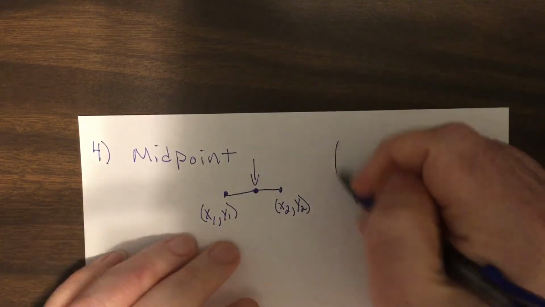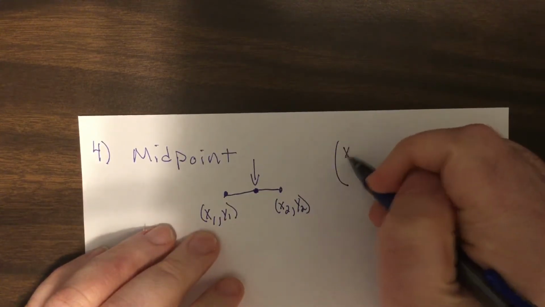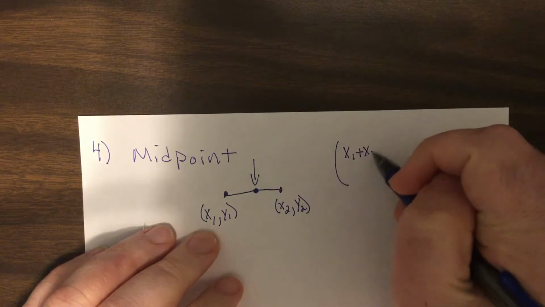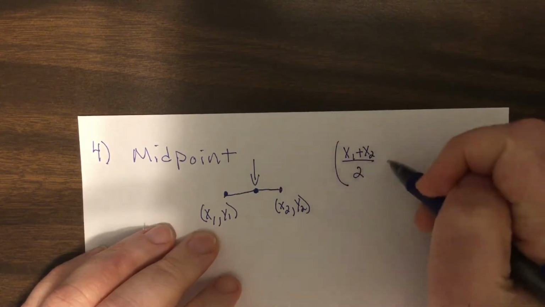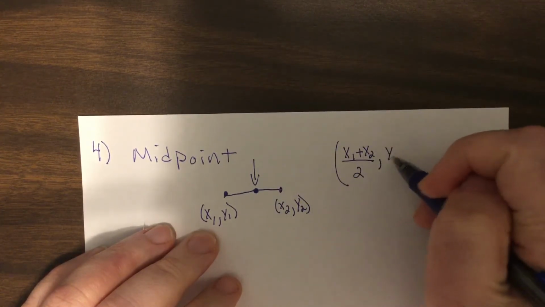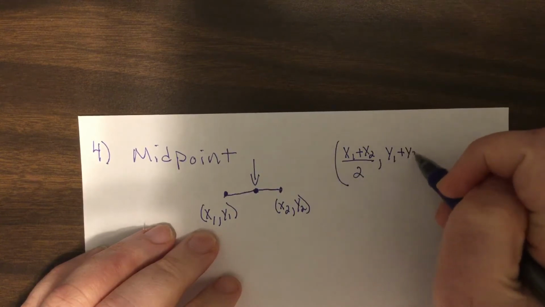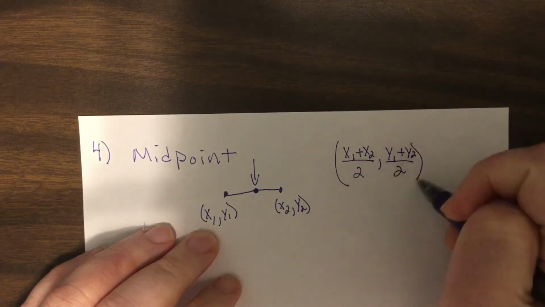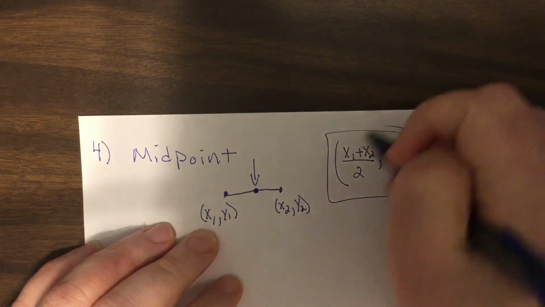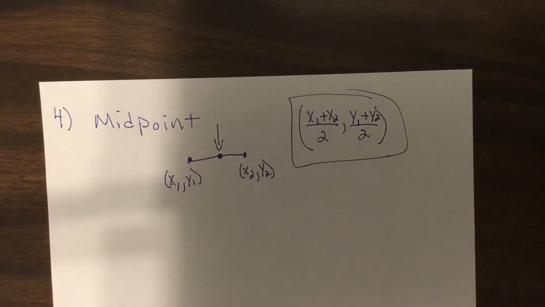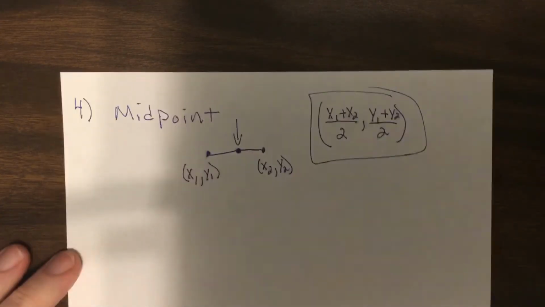So the midpoint would be add the x's, divide by 2, add the y's, divide by 2. That is the midpoint formula. You need to memorize that formula.